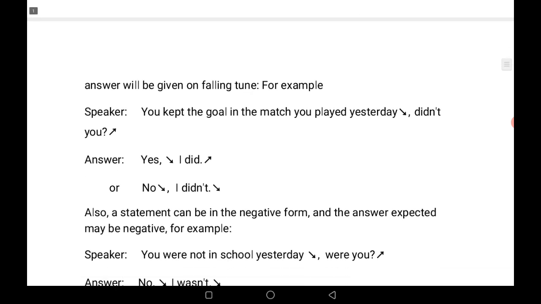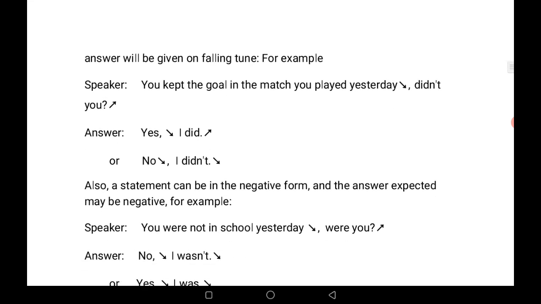Also, a statement can be in the negative form, and the answer expected may be negative. For example, you were not in school yesterday. This is a very good example of a negative statement. What makes a statement to be negative? Who can tell me? Anybody in the class? Yes, Abdurrahman. What do you notice in this statement compared to the previous statements we have been treating? What makes it differ? Yes, mashallah, Alima. Yes, the presence of not.